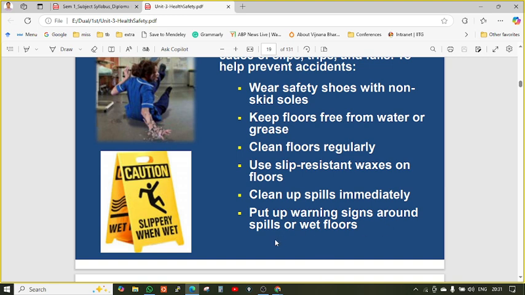Put a warning sign around the spill and wet floors. If the floor is wet and you have not cleaned it, then see, on the left side, the slippery wet floor sign: you should not go there. You will see this sign in Parul University, when someone is going to clean the washroom, they keep this sign outside. You should not enter the washroom until it is fully clean or the work is over. These signs are kept in order to prevent injury to others.